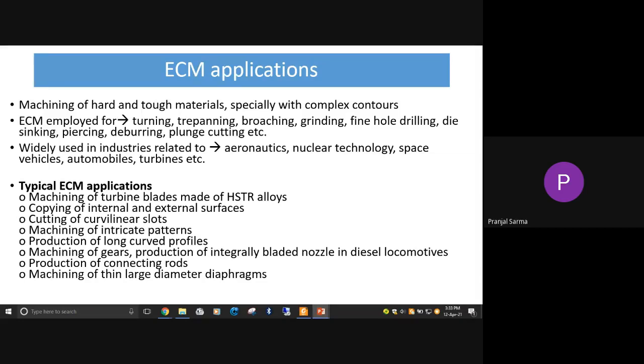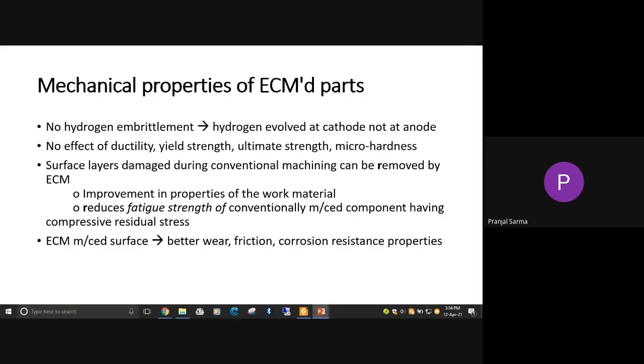Generally in the aeronautics, nuclear, automobile, and turbine industries, this ECM process is greatly employed. Some typical applications include machining of turbine blades, which are made of high strength temperature resistant alloys. External and internal surface shaping you can do, because we have seen that complementary surfaces can be produced. Curvilinear slots we can cut, and intricate patterns can be machined.